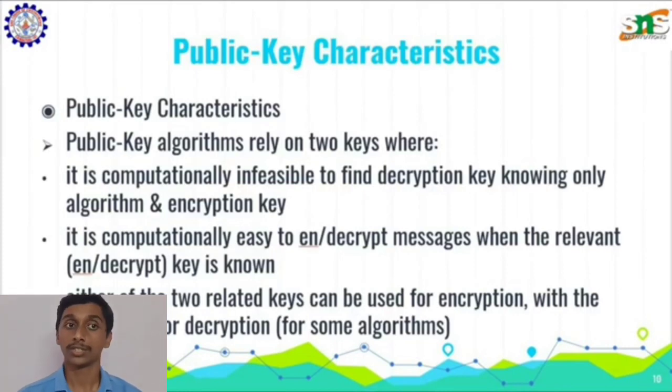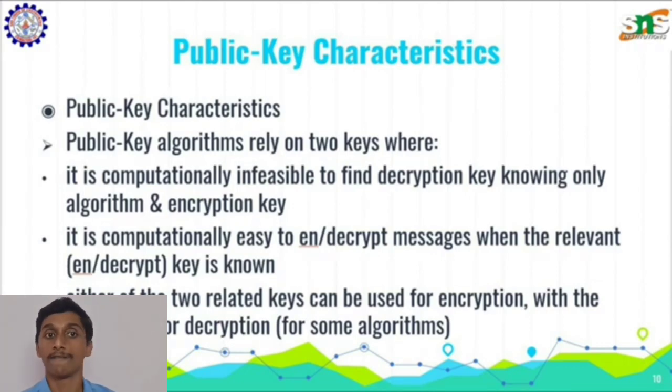Public key algorithms rely on 2 keys where it is infeasible to find the decryption key knowing only the algorithm and encryption key. It is easy to decrypt a message when the relevant decryption key is known. Either of the 2 related keys can be used for encryption, with the other used for decryption.